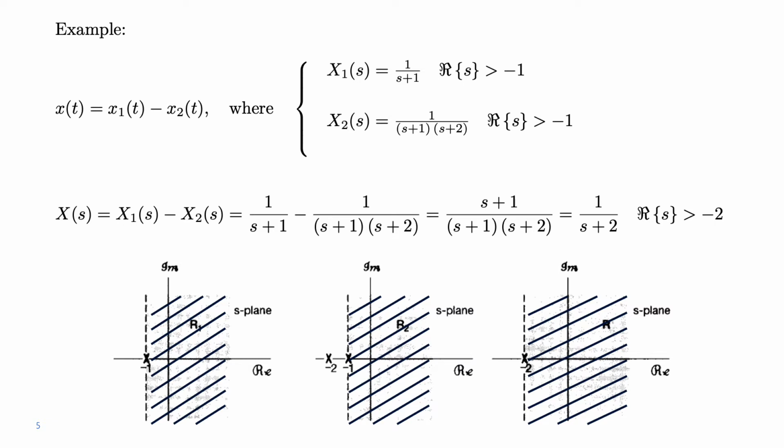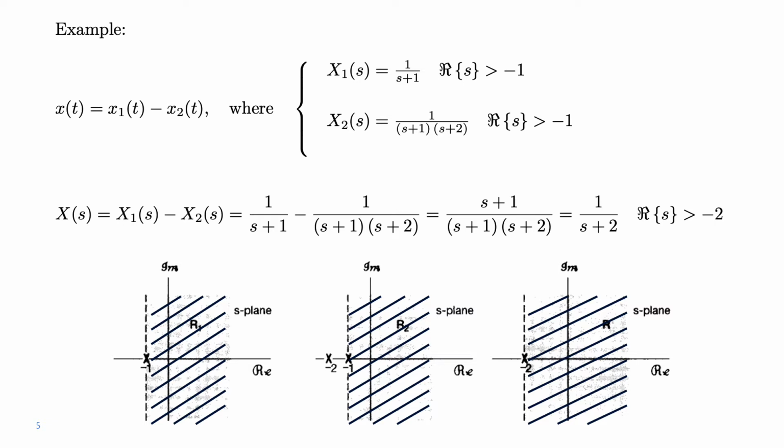If we just do some simple algebraic calculations of X1 of s minus X2 of s, we see that in the end the fraction simplifies. We end up with (s plus 1) over (s plus 1) times (s plus 2), so there's a pole zero cancellation. The pole in minus 1 cancels the zero in minus 1, or vice versa. We end up with 1 over s plus 2, and the region of convergence in this case is real part of s larger than minus 2. So the region of convergence has extended.